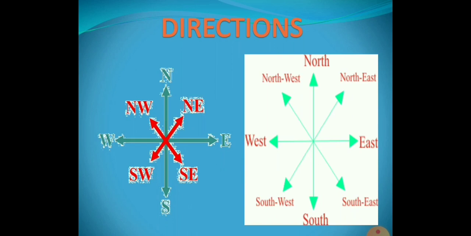We can also mark the four intermediate directions on a map. Northeast lies between the north and east. Northwest is between the north and west. Southeast is between the south and east. Southwest lies between the south and the west.